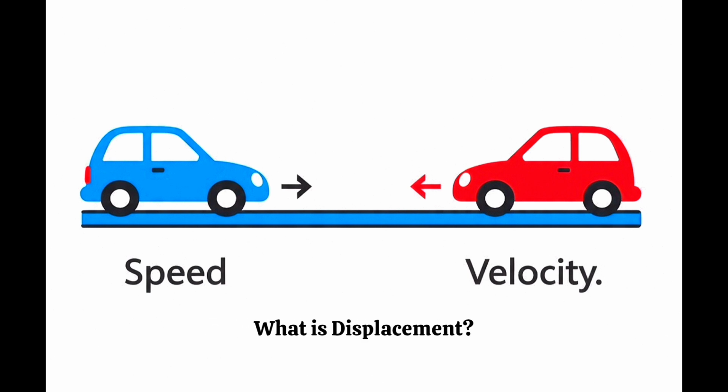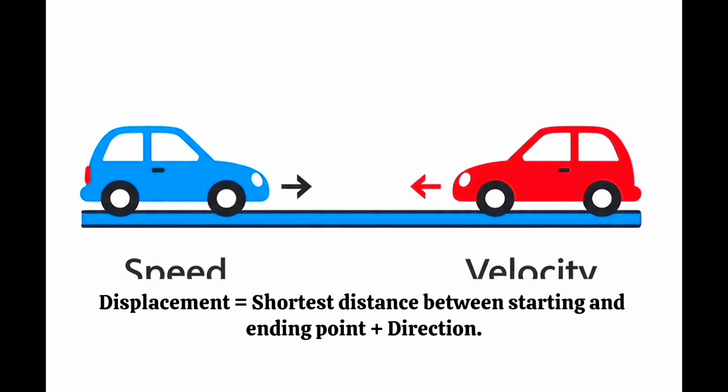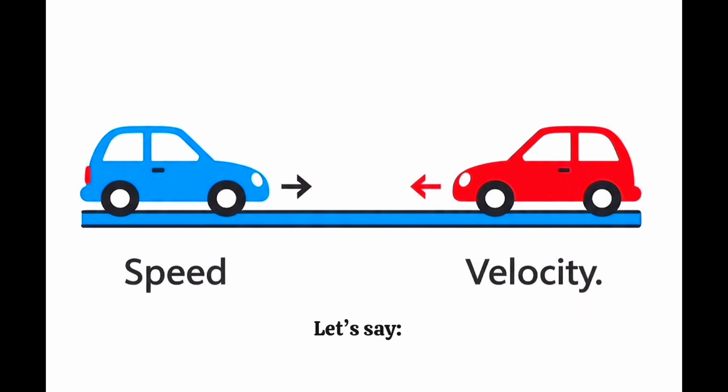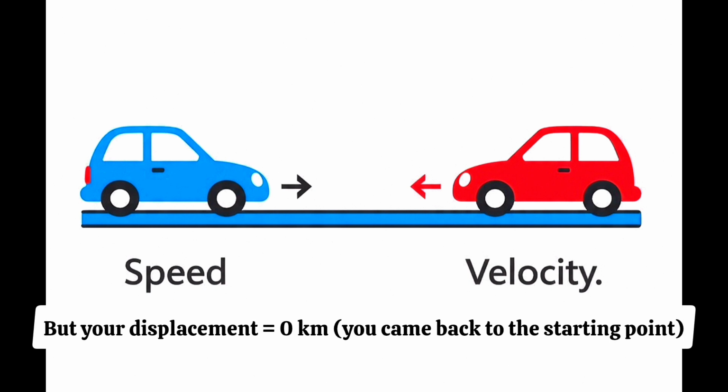What is displacement? Displacement is the shortest distance between the starting point and the endpoint, plus direction. Let's say you walk 4 kilometers east, then come back 4 kilometers west. Your distance is 8 kilometers. But your displacement is 0 kilometers, you came back to the starting point.